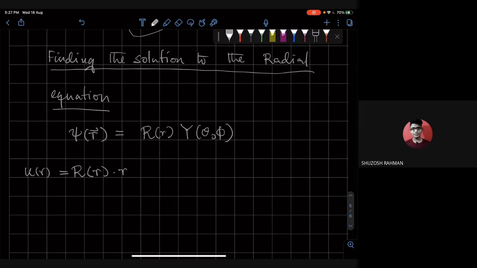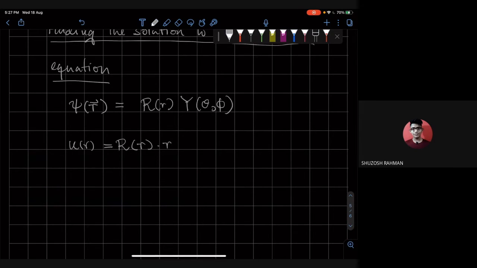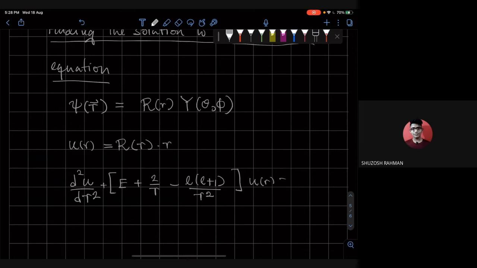So if I use u of r, then the radial differential equation that we get is something we have written out before. It looks like a one-dimensional particle, right? The equation for the one-dimensional particle. So we get this plus energy plus 2 by r minus l(l plus 1) divided by r squared, u of r is equal to 0.